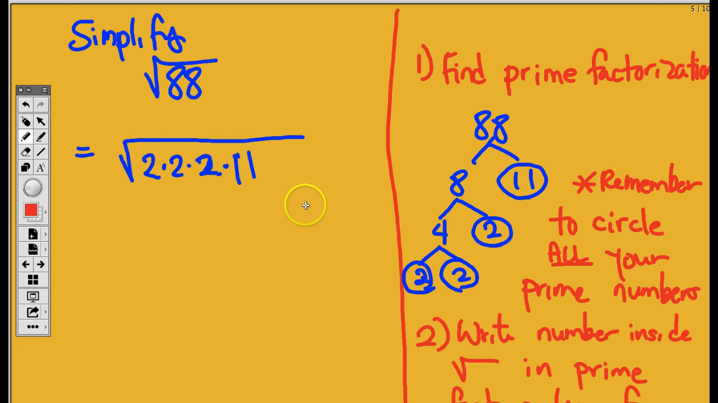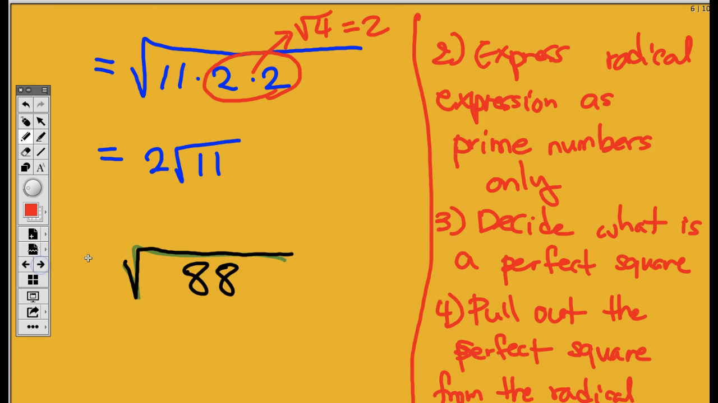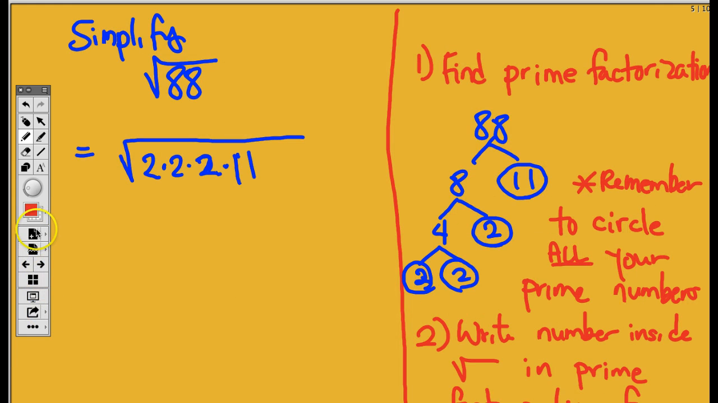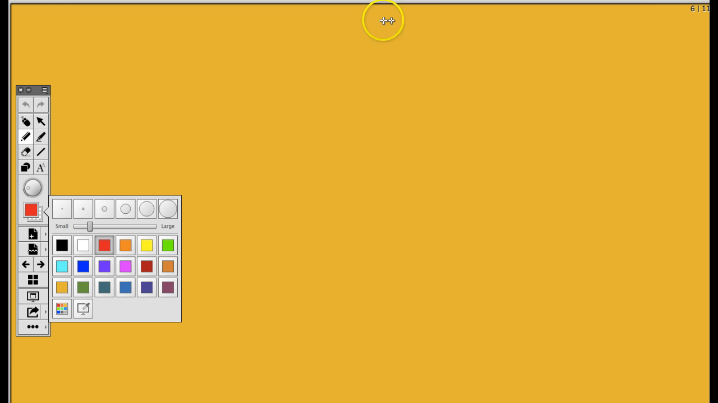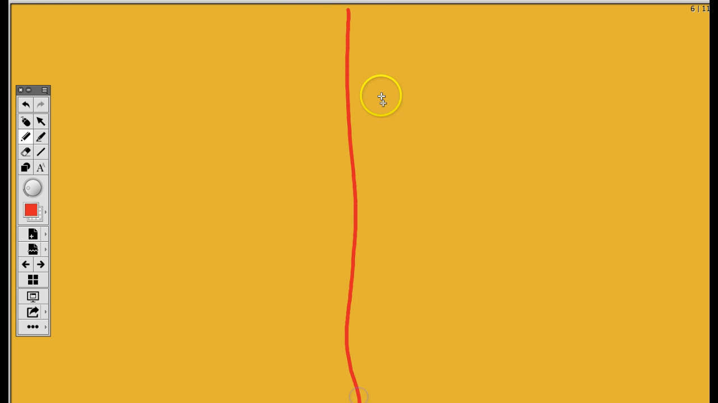Then the next step would be to find the perfect square. And so I'm going to have to go to the next page for that. Uh-oh. No, maybe just a new page. Okay, so then we have to find the prime factorization, okay? I mean the perfect square. So the third step is to find the perfect square.